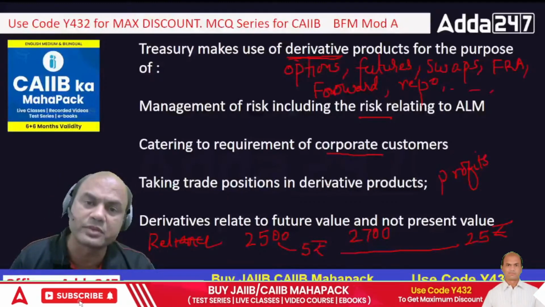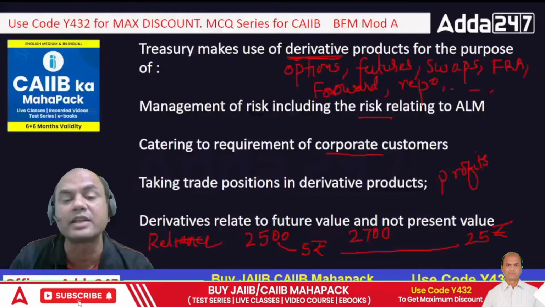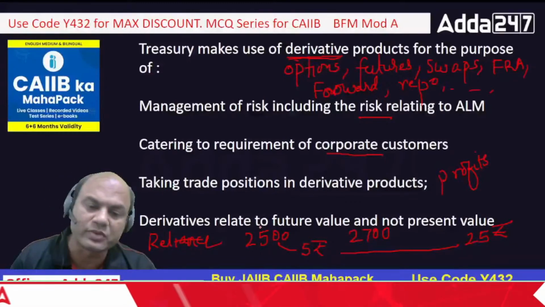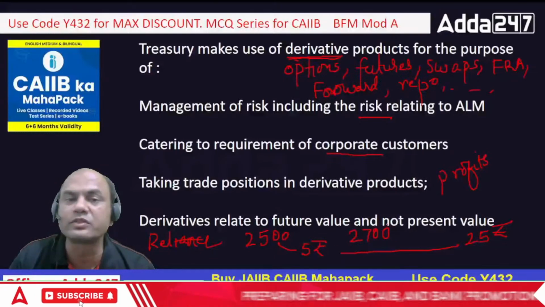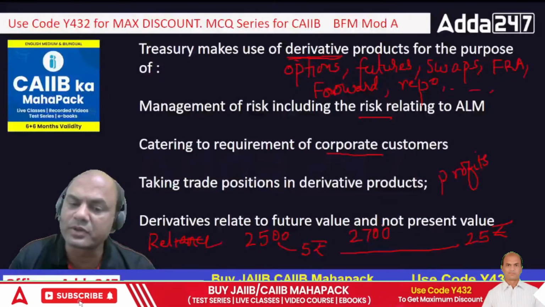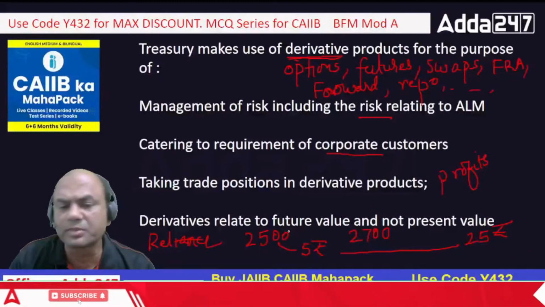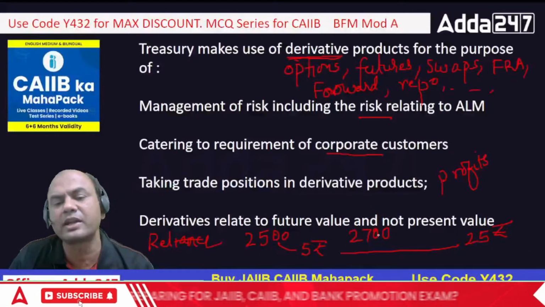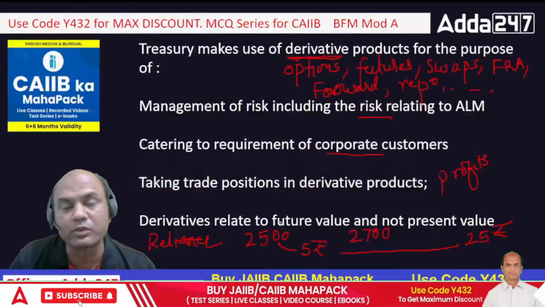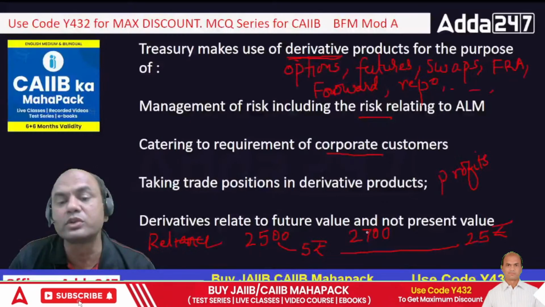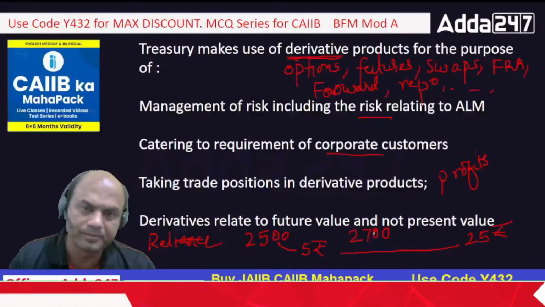The other point for using derivatives is hedging. Hedging means, as I told you, I'll buy a call of 2700. This is one position. The second position: suppose Reliance is at 2500 and I am expecting it to go to 2700, so I'll also buy the Reliance share directly right now. If it goes to 2700, I'll earn 200.